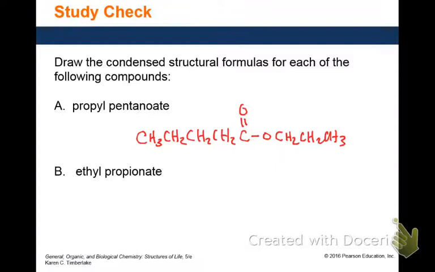One of the things I wanted to point out is that a lot of times when people do these structures from the names, they don't include this carbon, and so they end up having only four carbons in the chain. So always make sure you include this carbon when you're counting, okay? That last carbon doesn't have any hydrogens on it, so it sometimes gets people in trouble because they think it's not part of the chain.